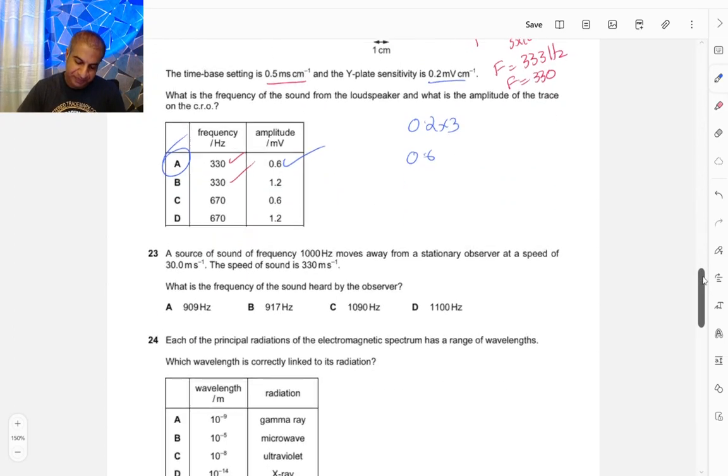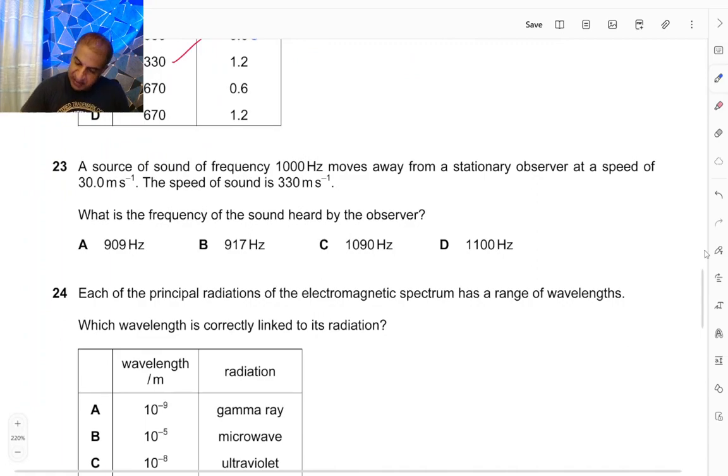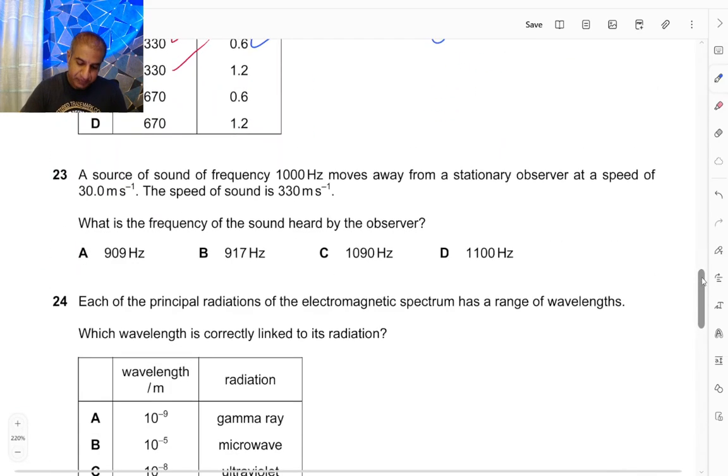Let's move on to the next question. Oh my God, this is about the Doppler effect. Let's just zoom in a little bit. And let's work this question out. A source of sound of frequency 1000 hertz moves away from a stationary observer at the speed of this. Away means that the frequency must be decreasing.